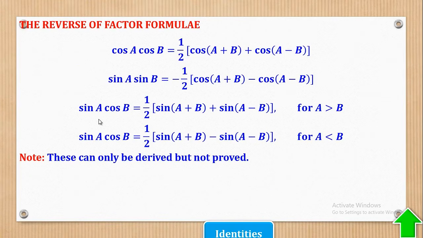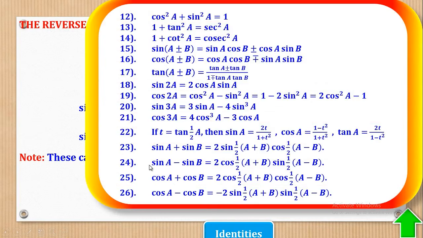Next, we also need to know the expressions of the reverse of factor formula. These are somehow related to factor formula, but the difference is that in factor formula, you are given the expressions in terms of sum and difference, then you express them in terms of product. But in the reverse of factor formula, you are given the expressions in terms of product and you're expressing them in terms of sum and difference.